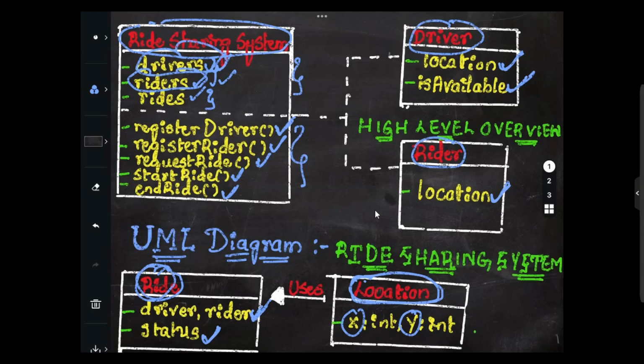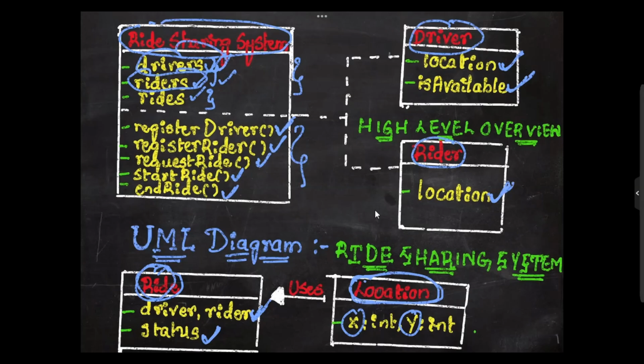The driver should be having access to the location, and we have to make sure whether the driver is available or not. The rider should be having access to the location as well, so that he should be able to book accordingly with the location, right? These things we have to keep in mind.